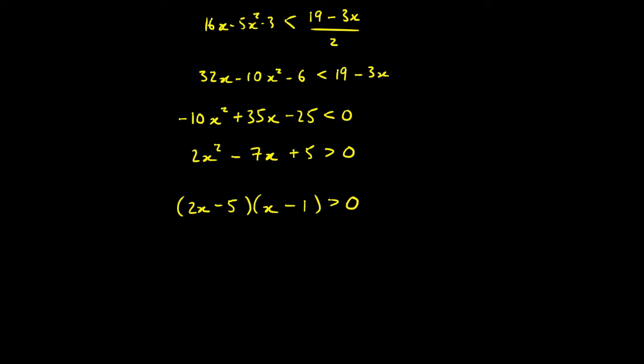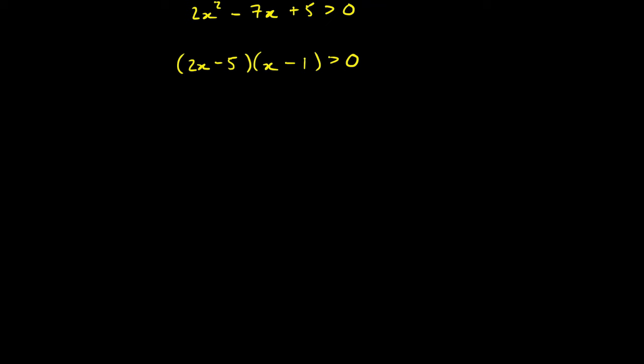Now, a classic error at this point of the question is I see a lot of students treating it like this is a quadratic equation, an equality, and they'll say something like 2x minus 5 is greater than 0, and x minus 1 is greater than 0, and therefore x is greater than 5 upon 2, and x is greater than 1. In other words, they say that this thing must be greater than 0, and this thing must be greater than 0. That is the wrong way of looking at it. What I suggest you do to help your understanding is to quickly draw out a graph of this.